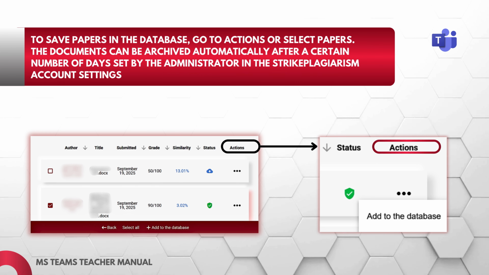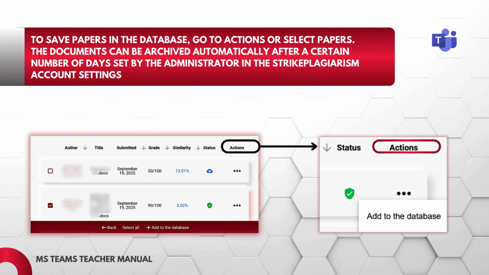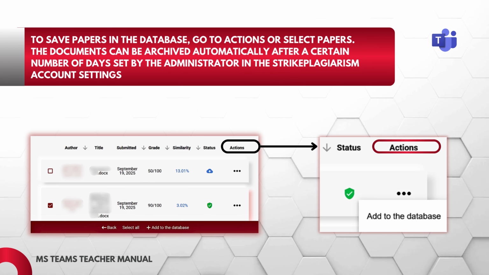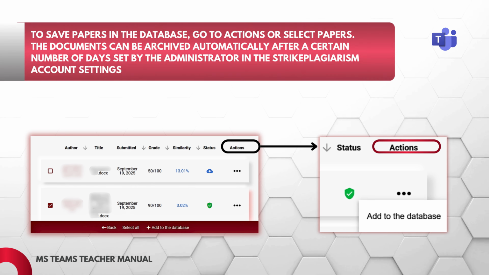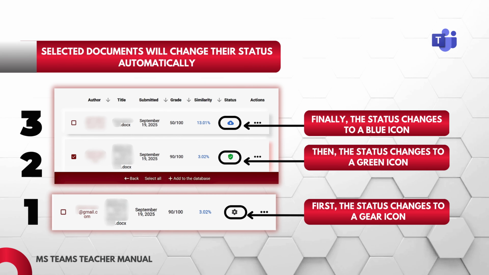To save papers in the database, go to Actions or select Papers. The documents can be archived automatically after a certain number of days set by the administrator in the Plagiarism account settings. Selected documents will change status.